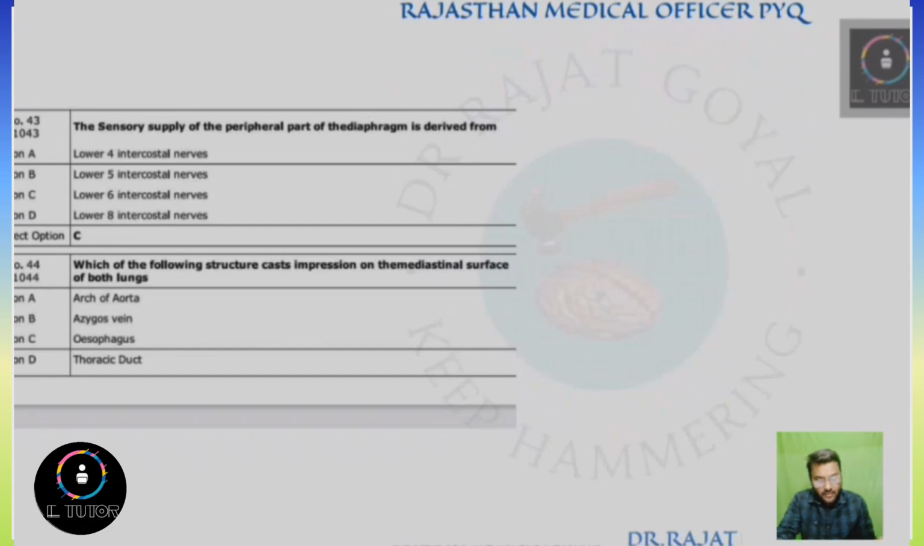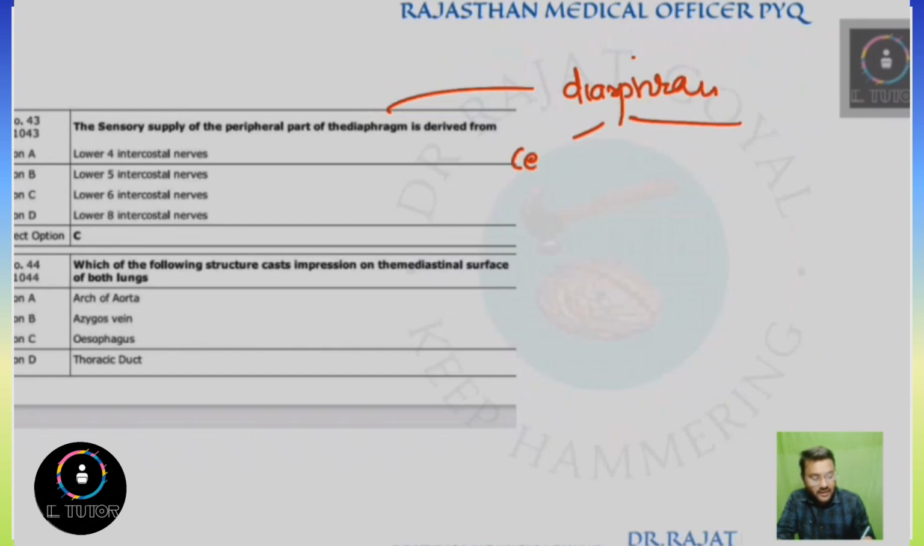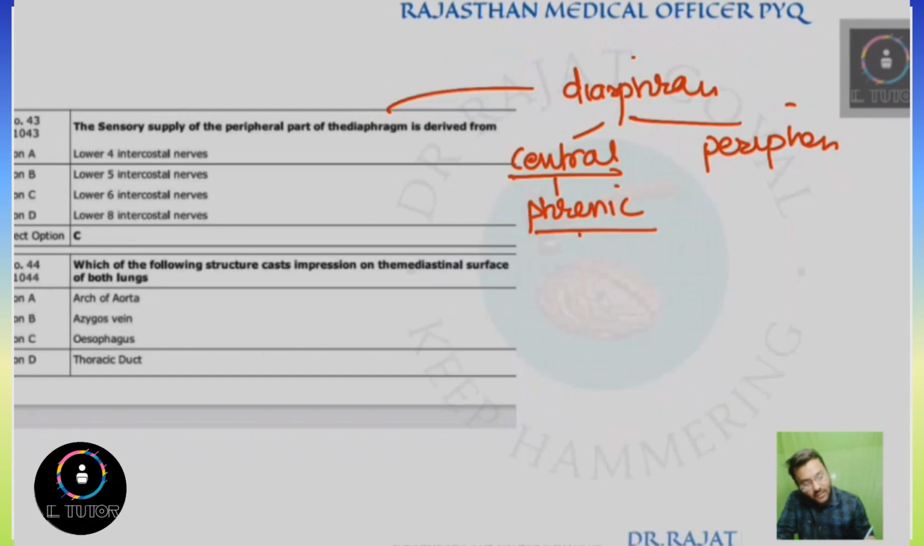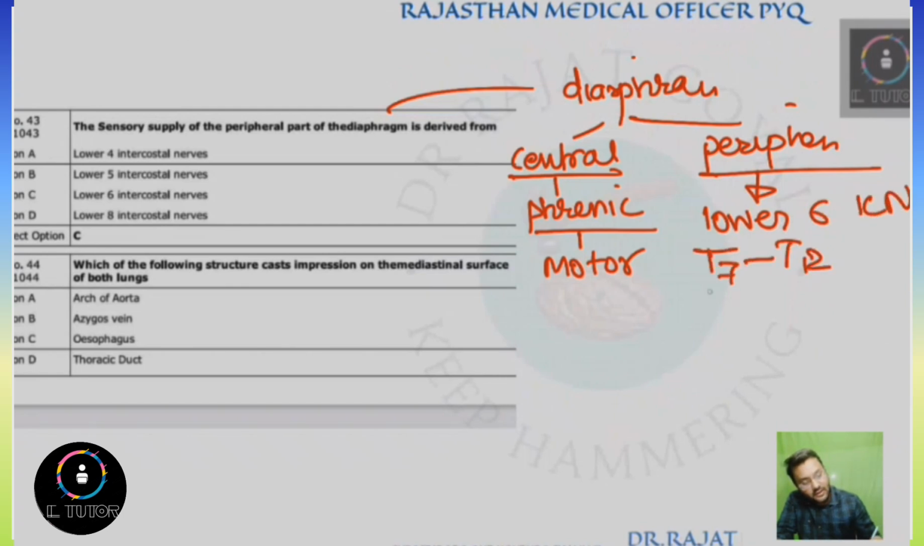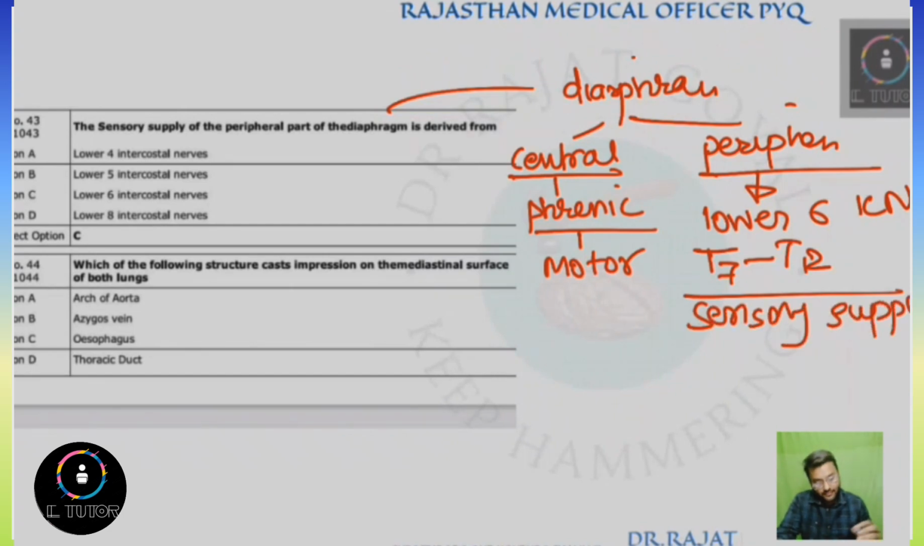Sensory supply of the peripheral part of the diaphragm is derived from. So if we talk about diaphragm, then there are two parts, central and peripheral. Central part is supplied by the phrenic nerve, which is mainly a motor supply, and peripheral part is supplied by the lower 6 intercostal nerves starting from T7 to T12, and these are mainly sensory supply. So answer is option number C, lower 6 intercostal nerves.